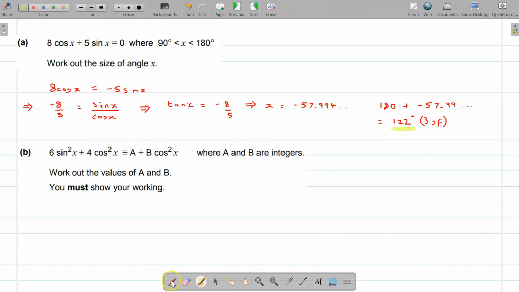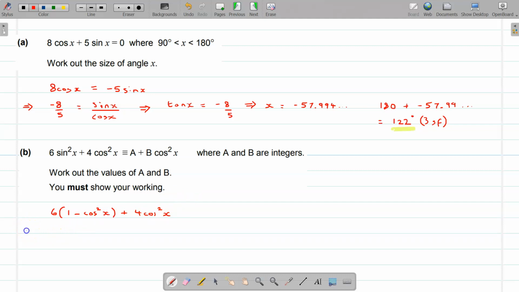Okay, now this one is another trig identity. Okay, that's what the triple lines there mean. And what you've got to do here, it says you must show your working, work out the values of a and b. Well, look, 6 sine squared x is the same as 6 times 1 minus cos squared x. Okay, because the identity you should know is that sine squared plus cos squared equals 1. So that's the first step to my working.